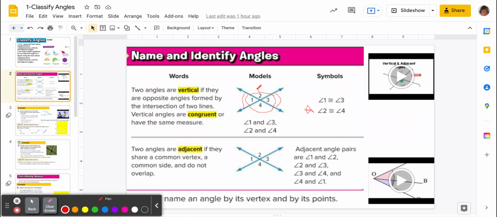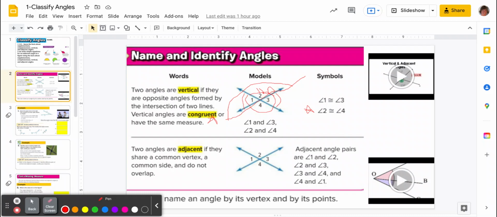If angle 2 was 120 degrees, then angle 4 would also be 120 degrees. They are congruent, which means they are exactly the same. If angle 2 is 120, we might have to figure out what angle 1 is. We know that a straight line is 180 degrees. We learned that a couple weeks ago. However, if angle 2 is 120, we would need to find out what angle 1 is. Angle 1 is the difference between 180 minus 120.